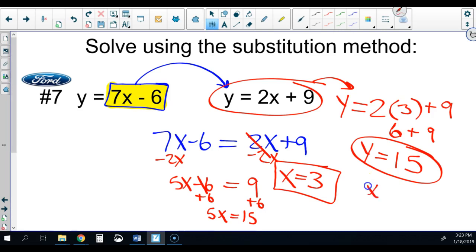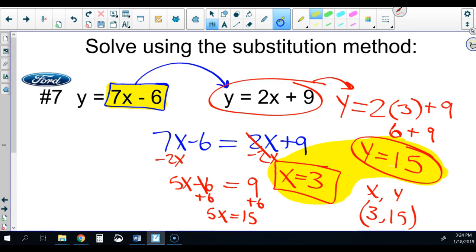I didn't mean x, comma 15. I meant x, comma y, which is 3, comma 15. So you can leave your solution like this. Just circle, there we go. Circle each x and each y, or you could tell me the ordered pair 3, comma 15. It's all the same information. I know what x is, I know what y is, either way.